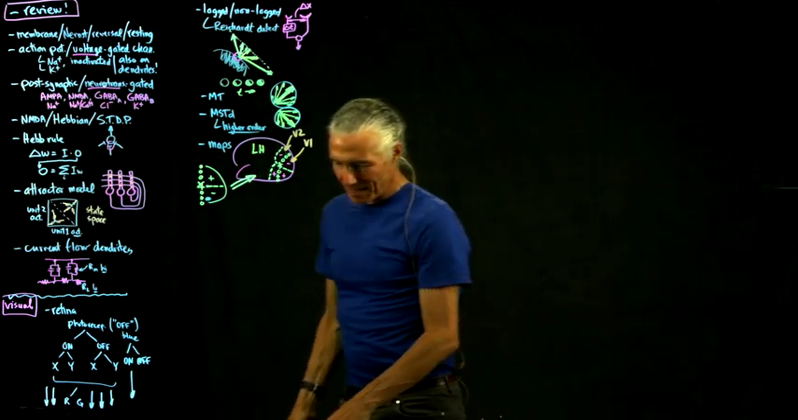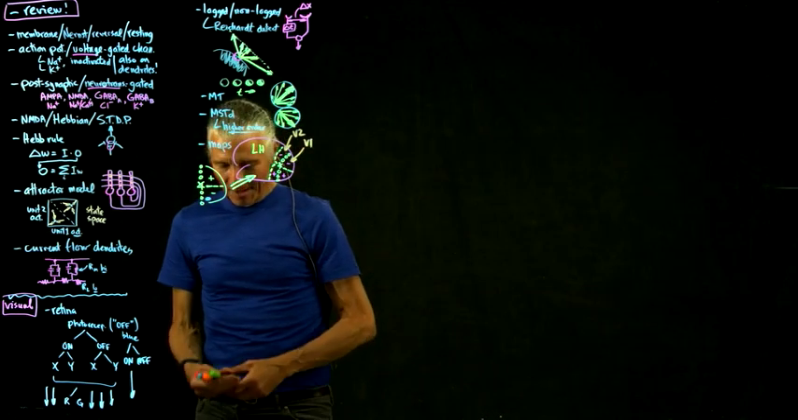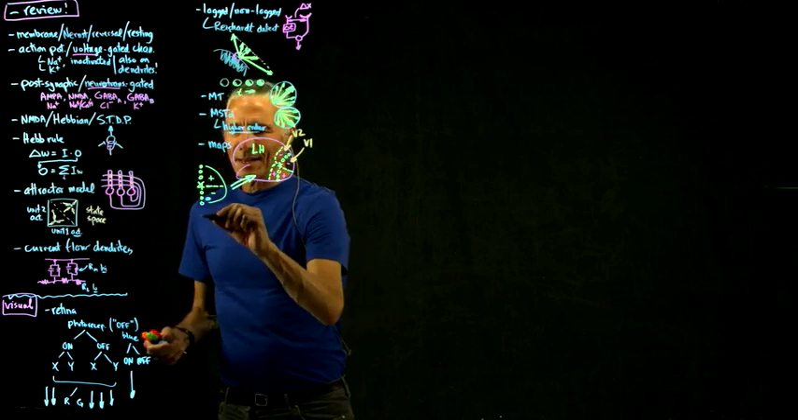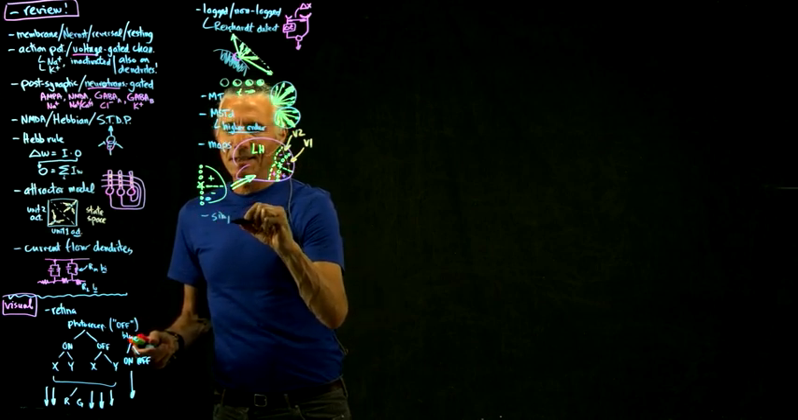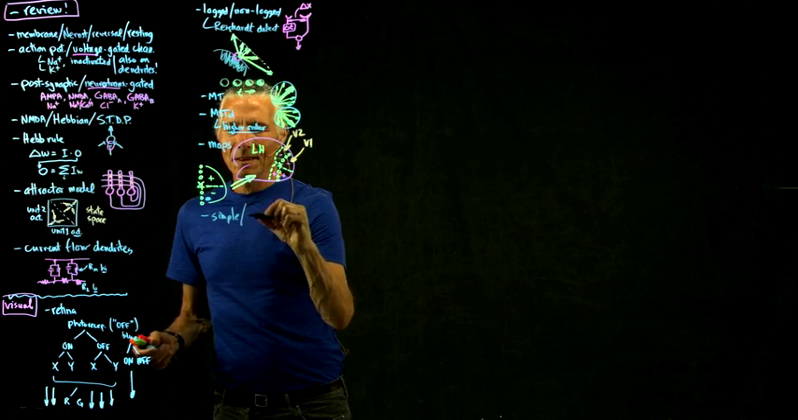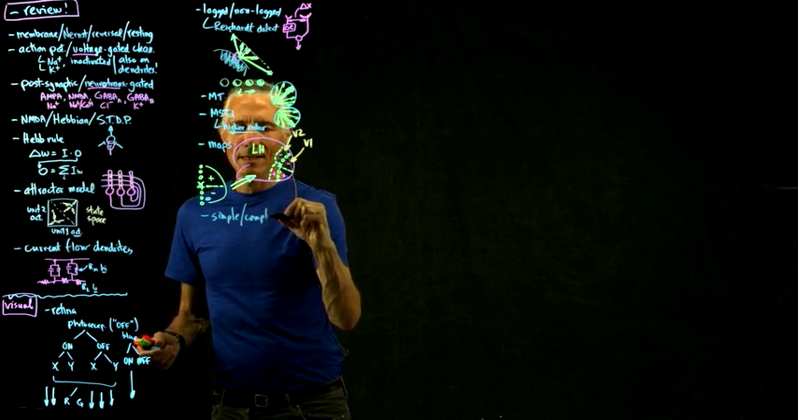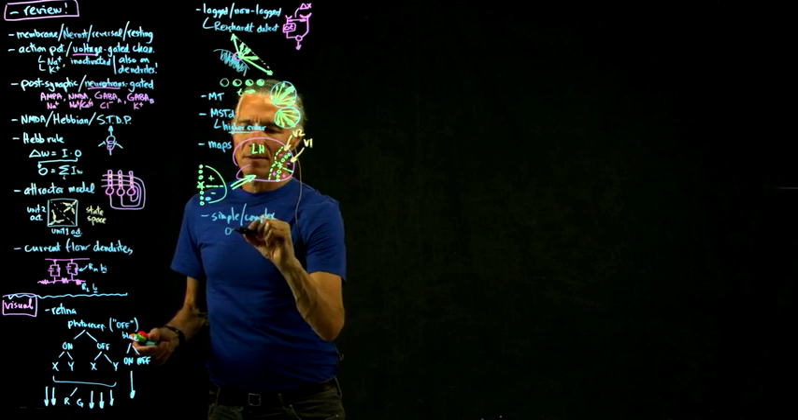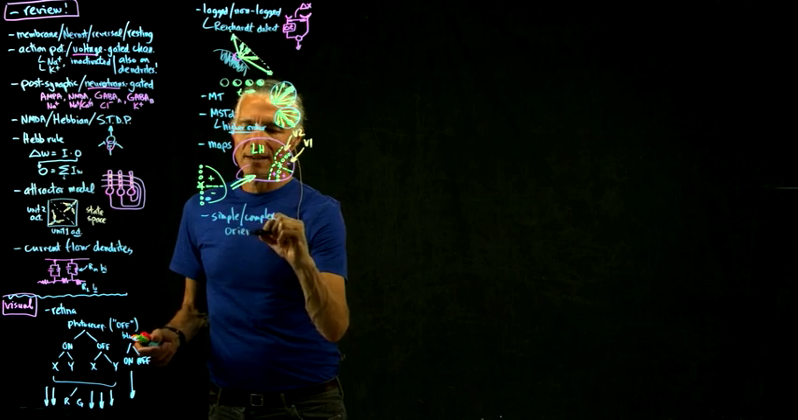Okay, so that was maps. Then we did simple and complex. So these were orientation detectors, just trying to detect the angle of an edge.